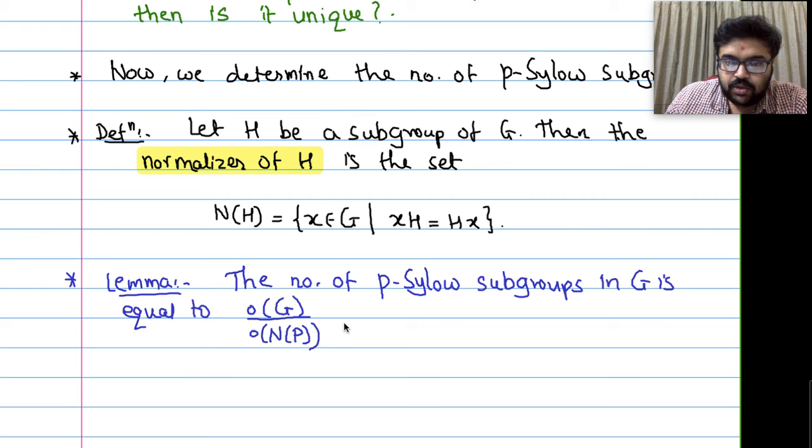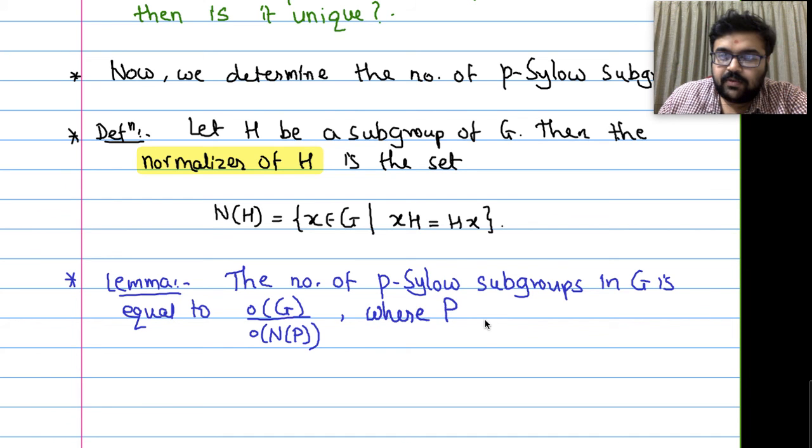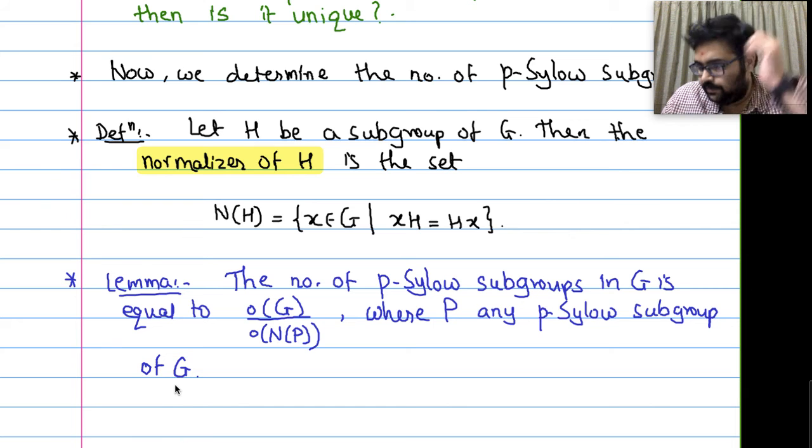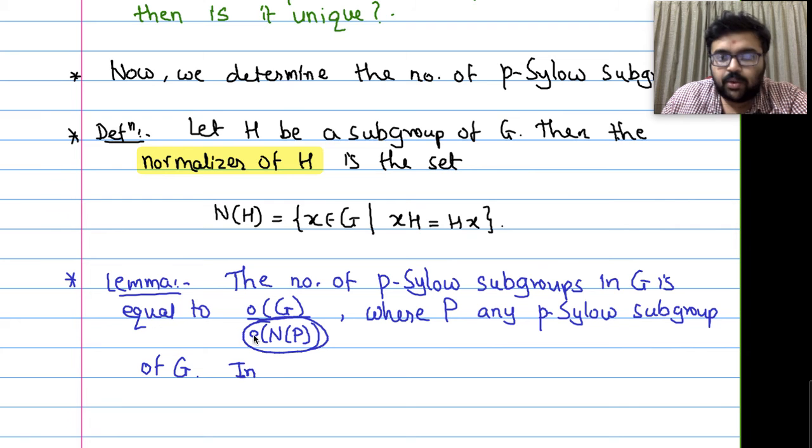But what is P? So first we have to find one p-Sylow subgroup, where P is any p-Sylow subgroup of G. Yes, so in particular we can say that this is a subgroup, right? Just as the normalizer of a is a subgroup, the normalizer of H is also a subgroup. You can try that exercise. So if the order of a subgroup divides the order of the group, then order of G upon order of N(P) is a divisor of the order of G.